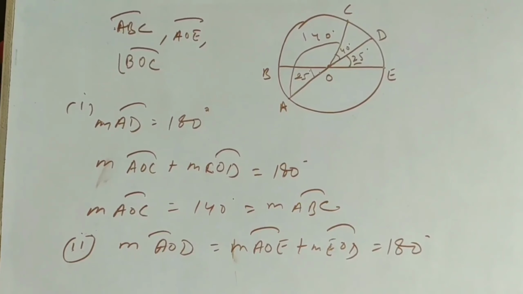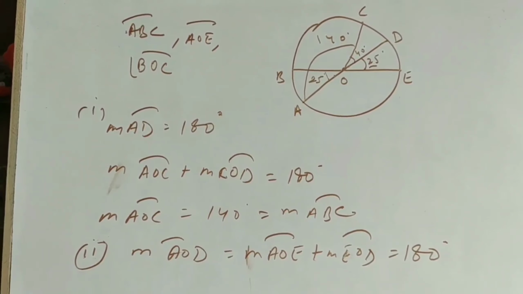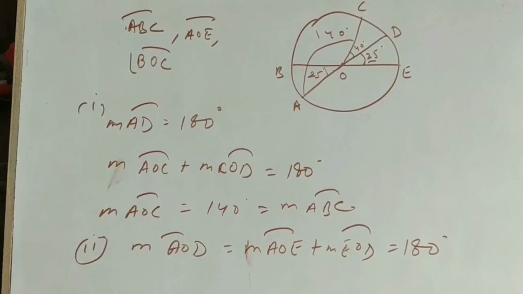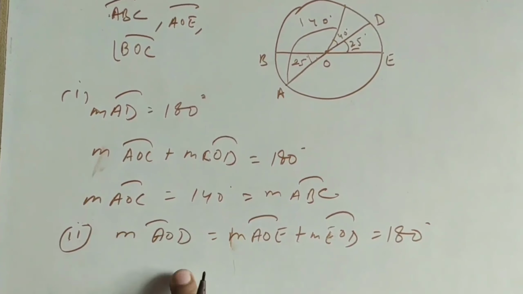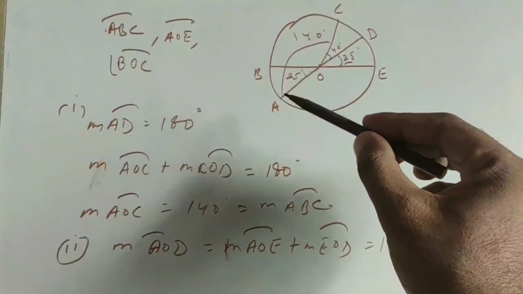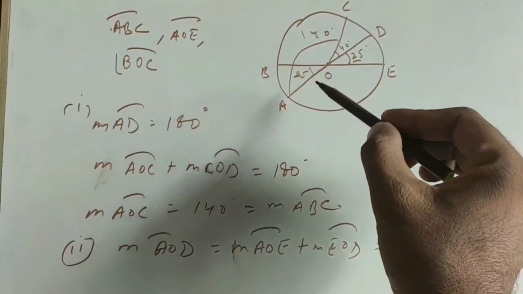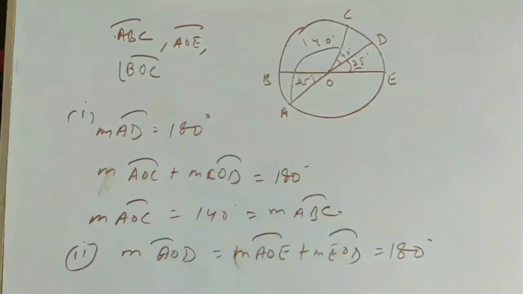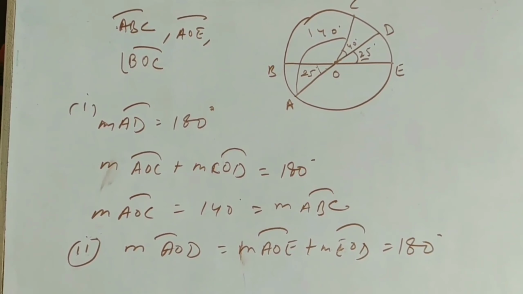Now we have this part AOD, and now we can solve BOC. So BOC will be how much? This complete is 140 and this is 25. So we can find out BOC as 140 minus 25.